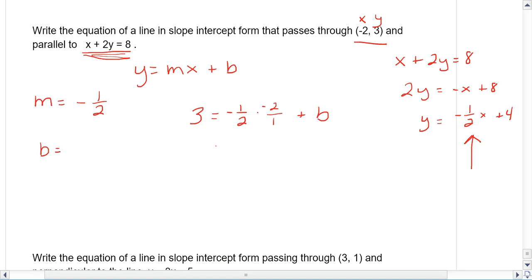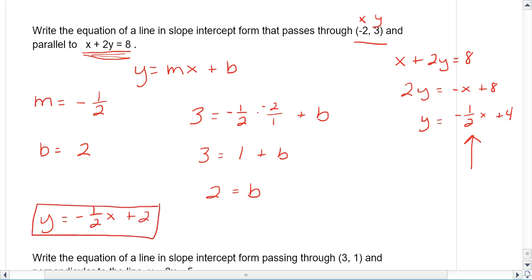So multiplying, negative times negative is positive. 1/2 times 2 is 1. And then subtracting a 1 from both sides, I get that b is 2. Once again, please don't stop here. Finish the problem by writing y equals -1/2 x plus 2.